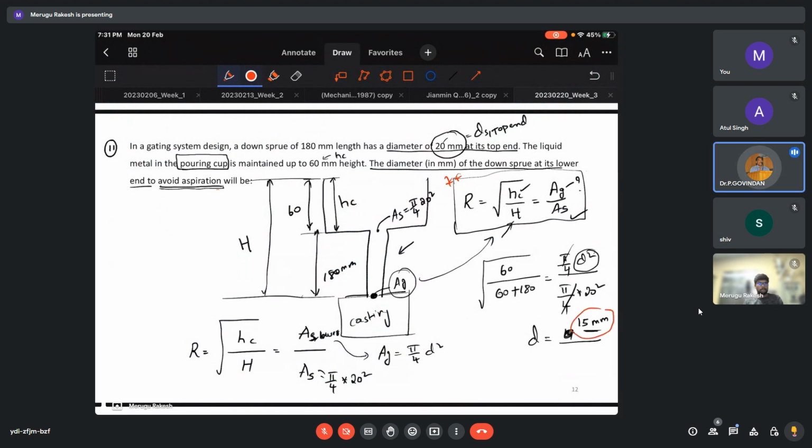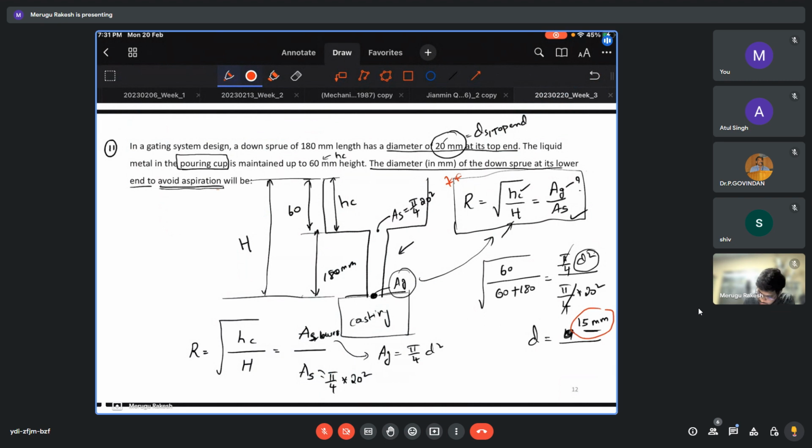Okay, right, sir. So now if you see, the diameter at the upper end is 15, and the diameter at the lower end is, sorry, the upper end is 20 and the lower end is 15, which is not cylindrical, rather some tapered shape downward.